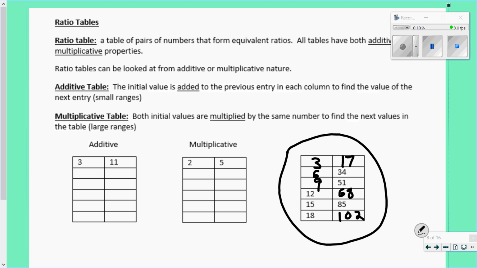Okay. So that's how you get the numbers for that table right there. That is correct. You take 51 minus 34, that gives you 17, and then you fill in the rest of them. And all Kane did was the additive. You just added 17 to each one, and it came out to 102 was the last one.